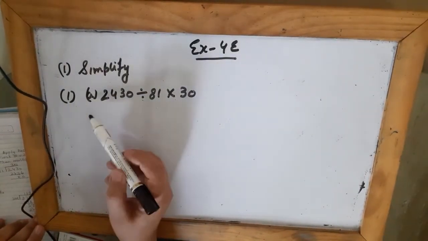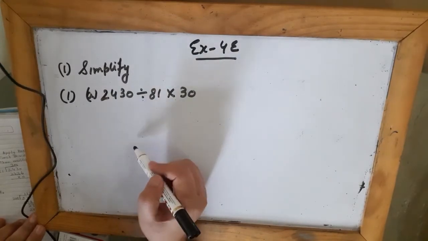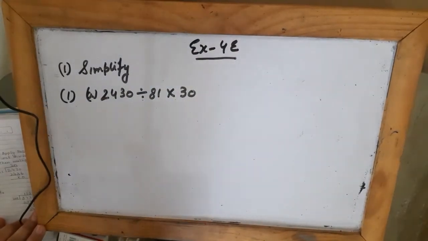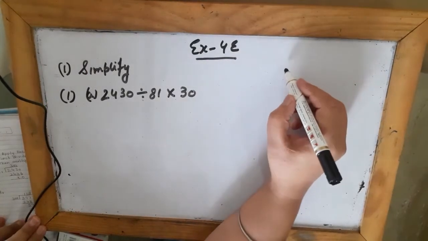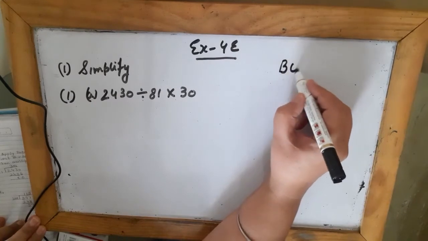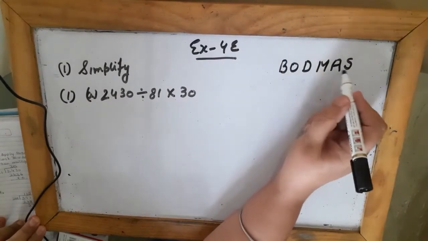But here in this exercise you will come across questions where you have to do more than one operation. Like in the first question, A part, you can see that you have to divide also and you have to multiply also. So when you have to solve more than one operation in a single sum, there is one rule that you have to follow. What is that rule? That is the rule of BODMAS.